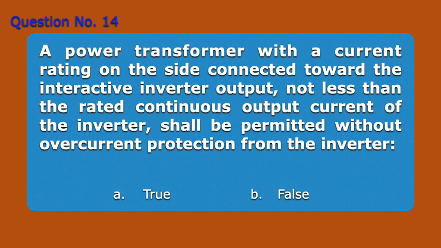Question number 14. A power transformer, with a current rating on the side connected toward the interactive inverter output not less than the rated continuous output current of the inverter, shall be permitted without overcurrent protection from the inverter. A. True. B. False. Answer: A. True.